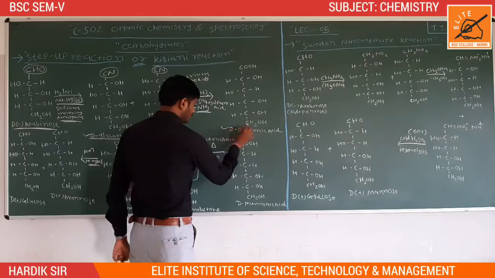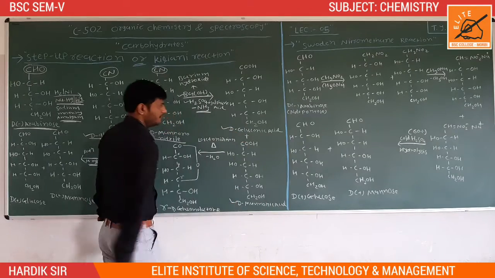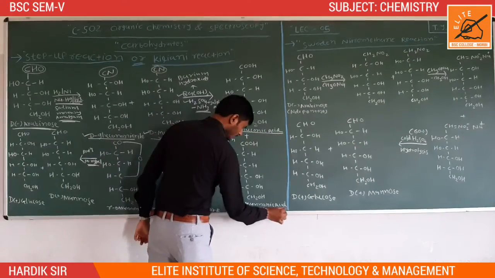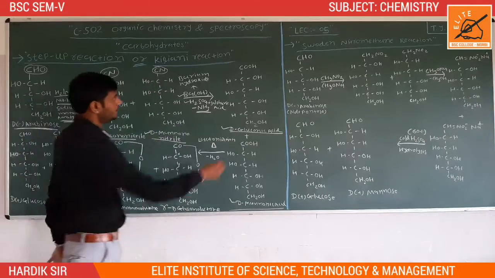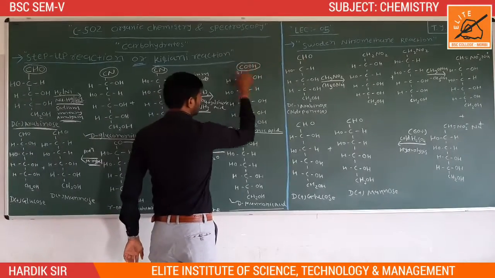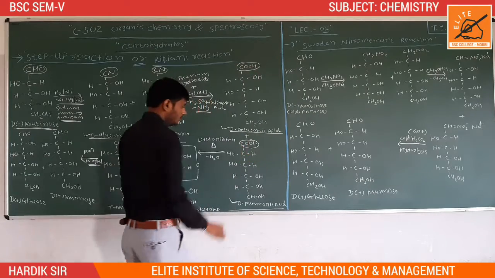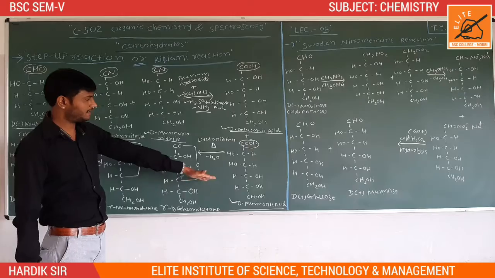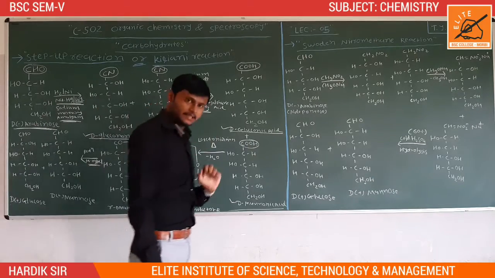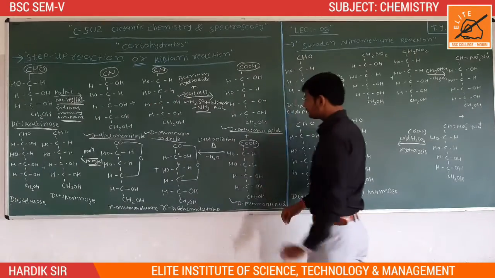This is the structure of D-gluconic acid. This is the structure of D-mannonic acid. Now our nitrile group or cyano group is converted into the carboxylic group. So this is D-gluconic acid and this is D-mannonic acid. This mixture is our second intermediate product.